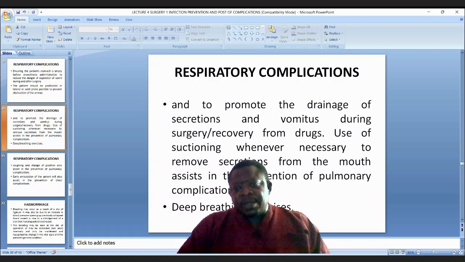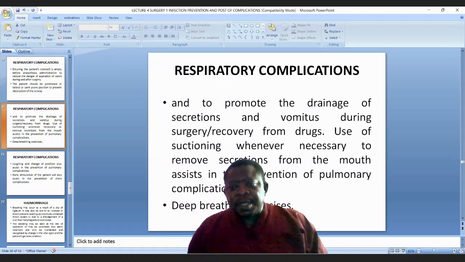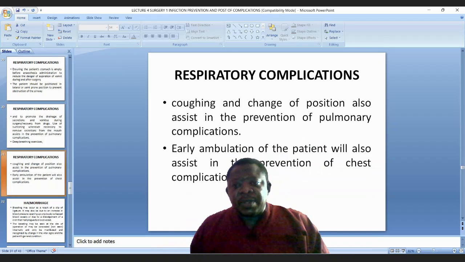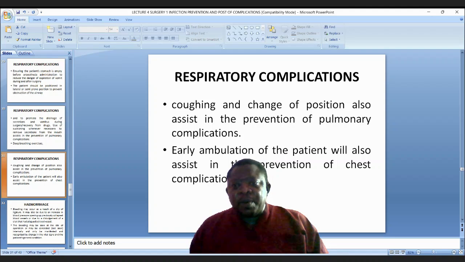There are other complications that we see post-operatively that we need to appreciate. Coughing is one of those complications that we see, and we need to prevent coughing post-operatively. Early ambulation is important as it will assist prevention of chest infections. Coughing and change of position also assist in the prevention of pulmonary complications. And we have said that early ambulation improves lung expansion.